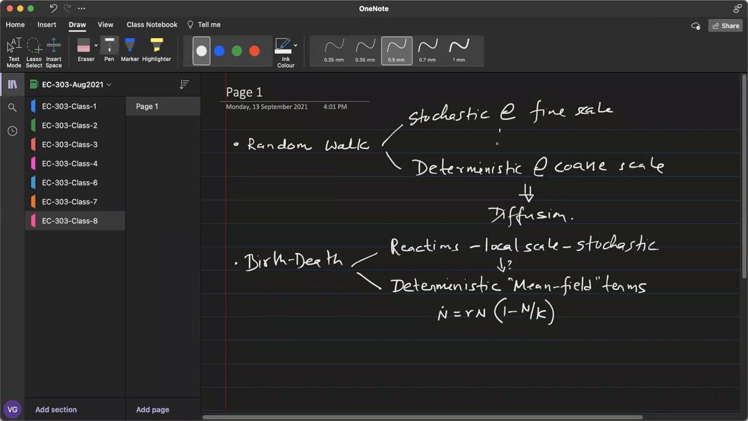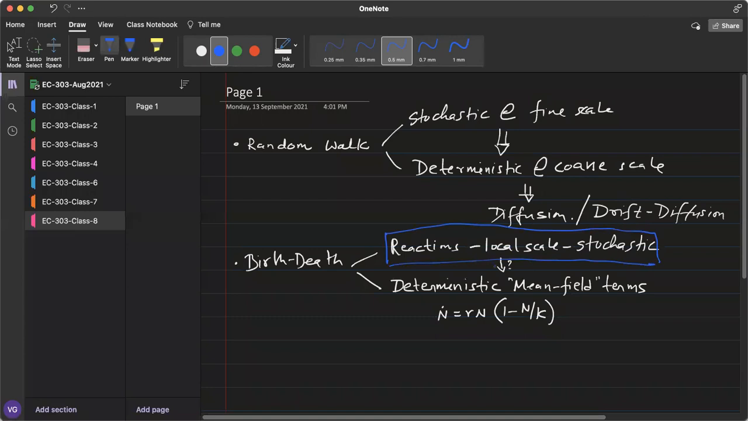This we were able to do very well. Starting with the stochastic movement rules, we derived the deterministic coarse scale diffusion, or it could be drift diffusion, depending on whether it was a biased random walk or an unbiased random walk. So we got one of these two equations. What's the equivalent here? Today the focus will be to start writing these kinds of rules for birth-death processes, and then ask the question: how do we scale it up?